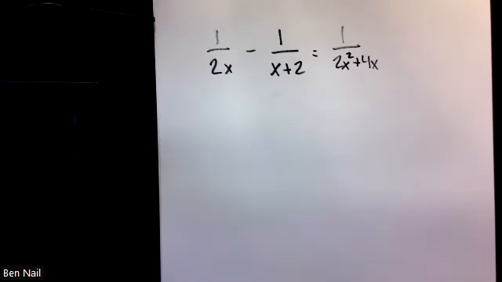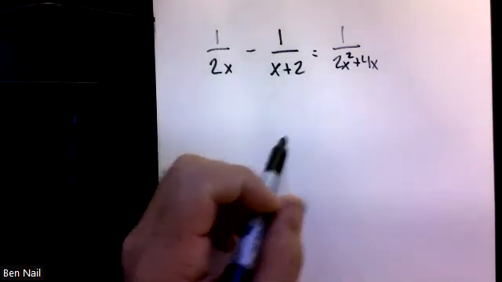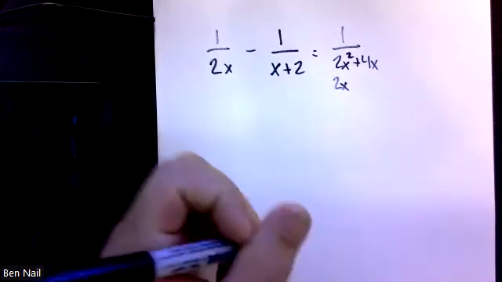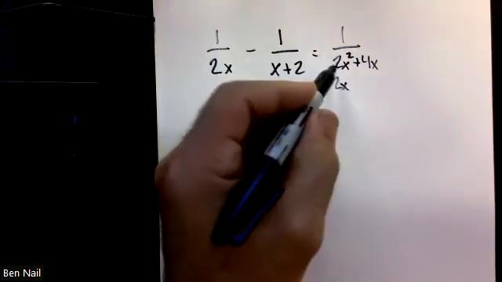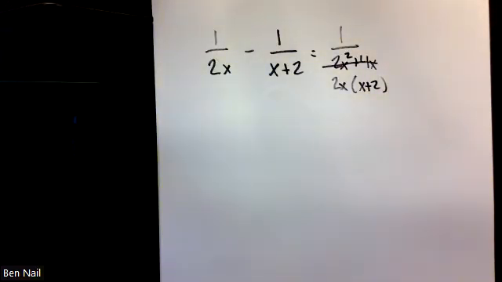Again, when it comes to finding that common denominator, I want to factor anything I can. For example, 2 and x doesn't really factor anything. X plus 2 doesn't really factor, but 2x squared plus 4x, I can factor out a greatest common factor. These are all divisible by 2x. So that 2x squared plus 4x can be rewritten as 2x times x plus 2.